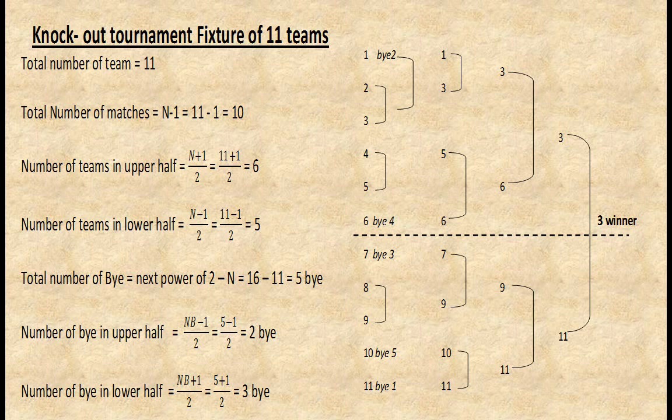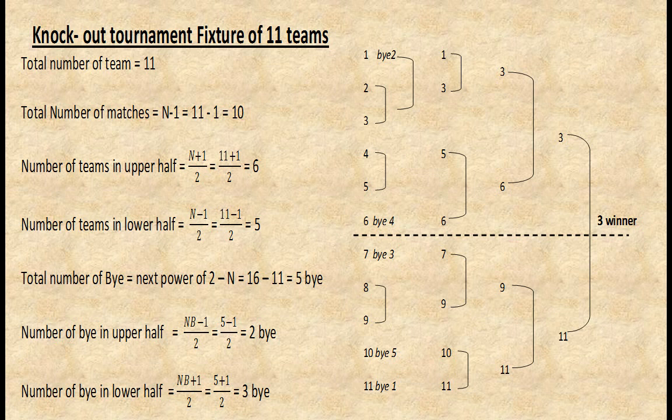Then we will distribute the byes in upper half and lower half. So we will put the formula. Number of byes in upper half, formula is number of byes minus 1 by 2. Number of byes 5 minus 1 by 2 is 2. 2 byes will be given in upper half. Number of byes in lower half, formula is number of byes plus 1 by 2. 5 plus 1 by 2, that is 3. So 3 byes will be given in lower half.